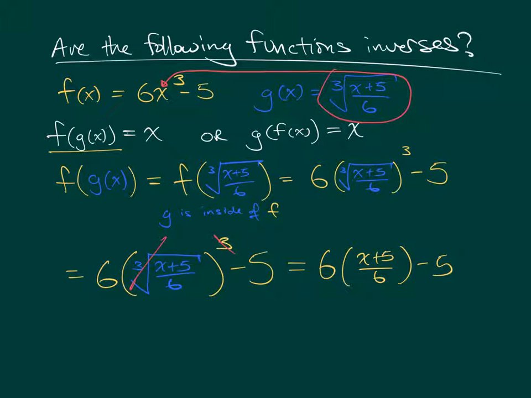So now we have this fraction inside of parentheses. We can't do anything with the x until we get rid of this fraction. Luckily, this 6 and this 6 reduce away. That leaves you with x plus 5 minus 5. And these 5's reduce away, leaving you with x. So since we got x, these two functions are in fact inverses of each other. If you get anything other than this x, then you will not have inverse functions.